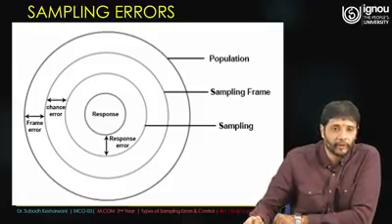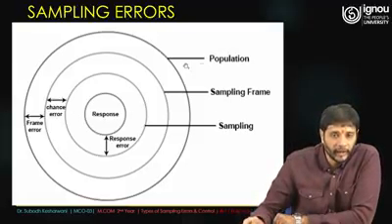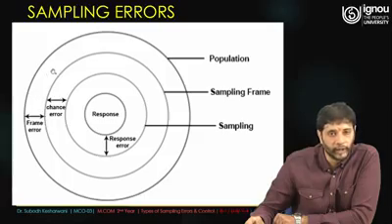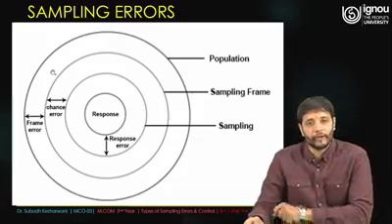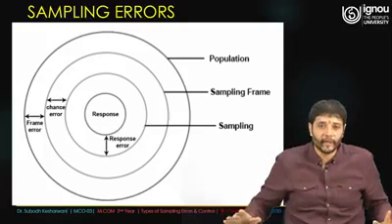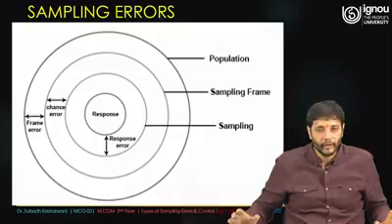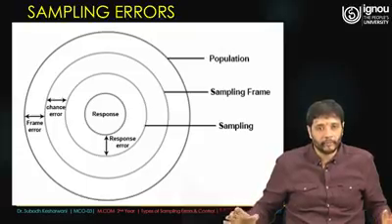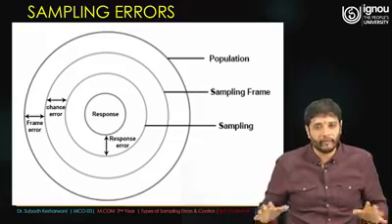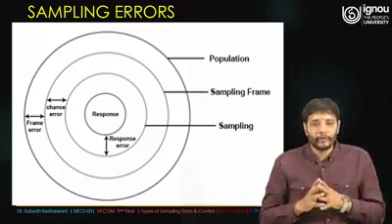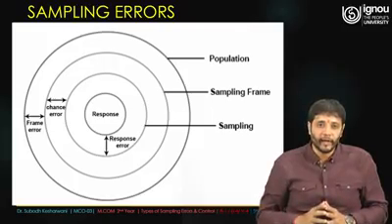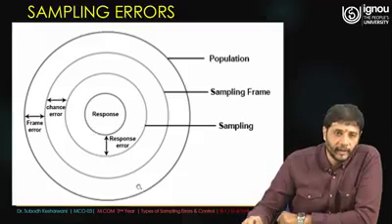Frame error is also there because there is a gap between the population and the sample frame. Frame error says that maybe some of the sample frame you have taken, if you go to another frame, you might find some other information. So this is the biggest challenge that comes up: the population is a bigger circle and the sample is a very small circle, and when you take information from that sample, this problem is there.